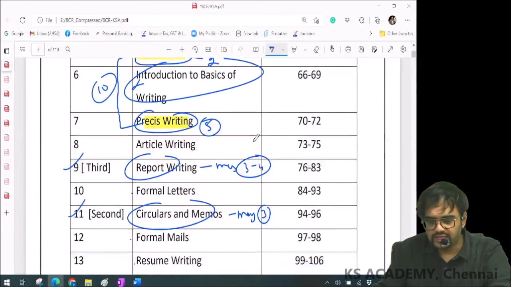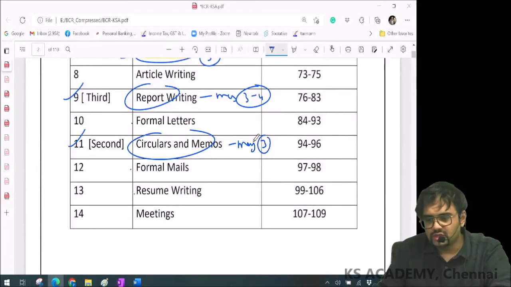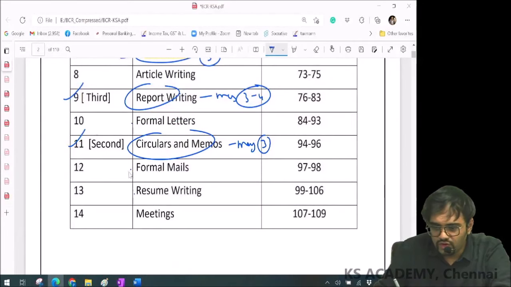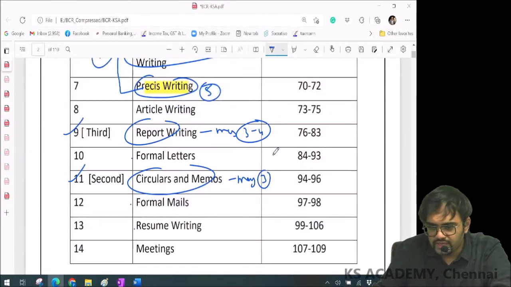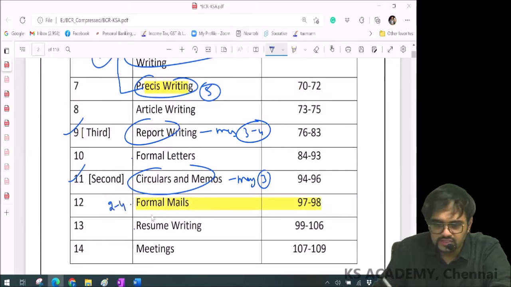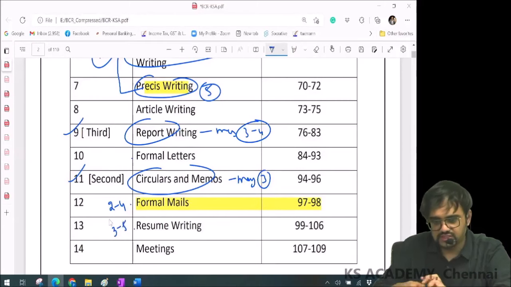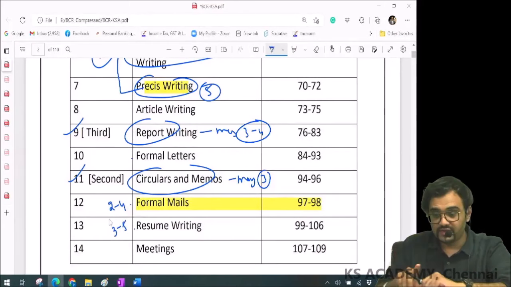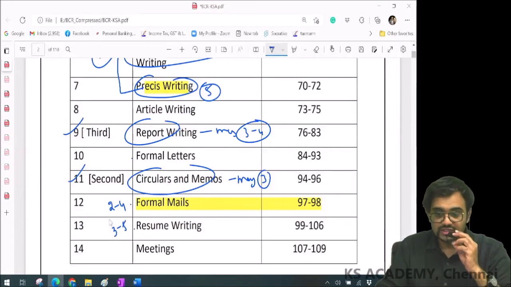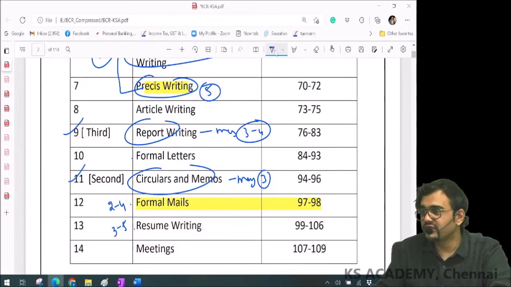So article writing is done. Let us go to the formal mail part. Formal mail we'll try to do. It's a very easy thing and regularly asked in the exam. Formal mail will come for 2 to 4 marks, and resume writing will come for 3 to 5 marks.